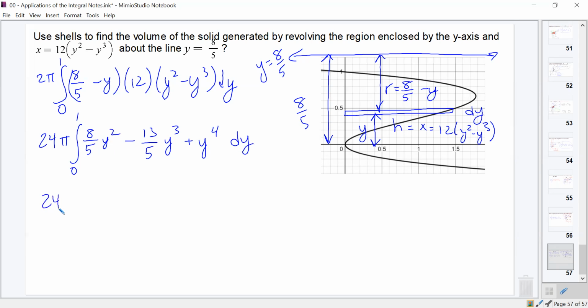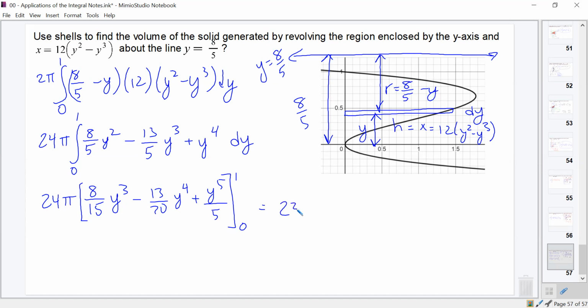And we'll integrate to get 24 pi times, the integral of 8/5 y squared using the power rule, which ought to be 8/15 y cubed. And then the integral of negative 13/5 y cubed, when we go up to y to the 4th and divide by 4, should give us negative 13/20 y to the 4th, plus y to the 5th over 5. And we'll evaluate that from 0 to 1. As we go through, we know when we plug 0 into each of these, y cubed, y to the 4th, and y to the 5th, we're going to get 0. So really all we're looking at is 24 pi.